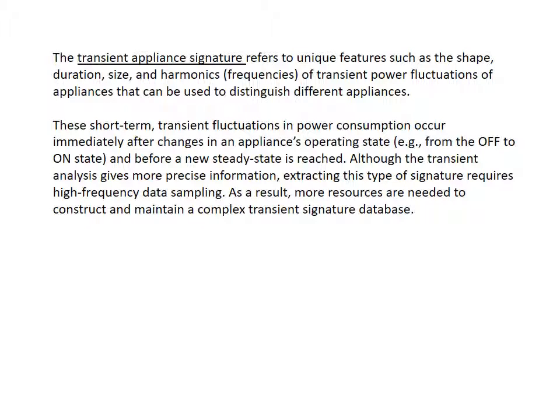So that's steady state. In transient appliance signatures, it's a little more complicated. It refers to the shape, duration, size, and harmonics or frequencies of transient power fluctuations of different types of appliances. This is really looking at the specific characteristics of individual appliances in terms of the frequencies at which they operate, especially when they're turning on and off, and some of the responses of those devices.